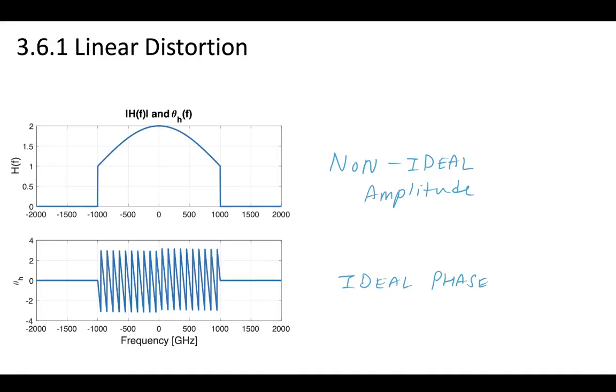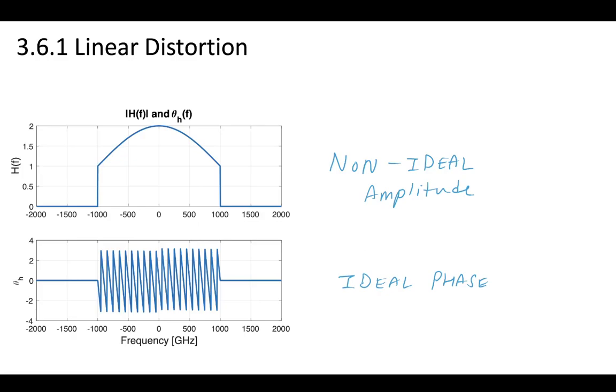So continuing on with our discussion of linear distortion, let's take a look at a MATLAB example where we can see how this happens using a bit more detail than the crude drawings I had in the previous video. So let's imagine a transfer function that looks like this. It has a non-ideal amplitude response, but it has an ideal phase response.